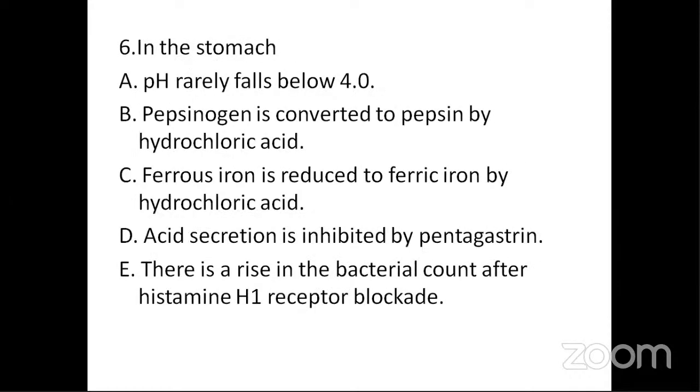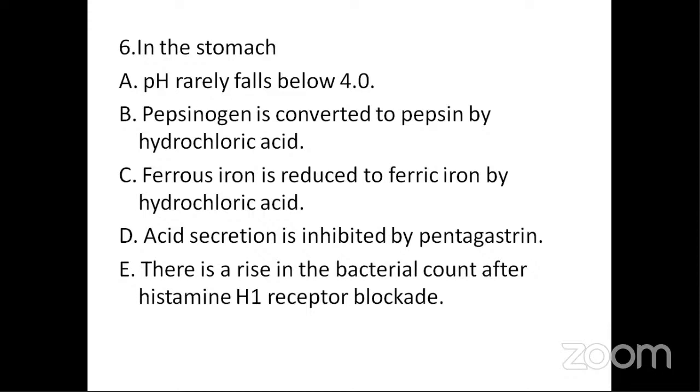In the stomach, pH rarely falls below 4. Pepsinogen is converted to pepsin by hydrochloric acid. Ferrous ion is reduced to ferric ion by hydrochloric acid. Acid secretion is inhibited by pentagastrin. There is a rise in the bacterial count after histamine H1 receptor blockade. Which among the following is true? First one, pH rarely falls below 4 in the stomach. It is false. Values around 2 to 3 are normal.